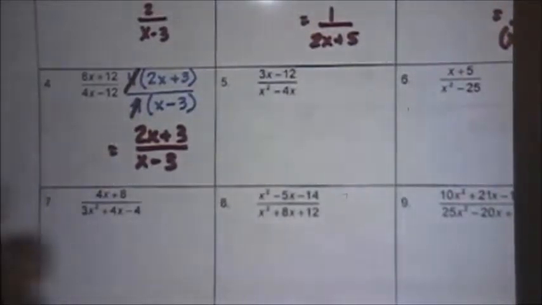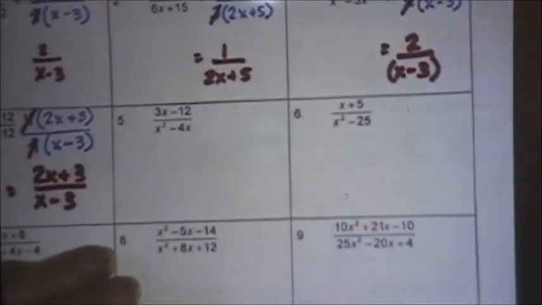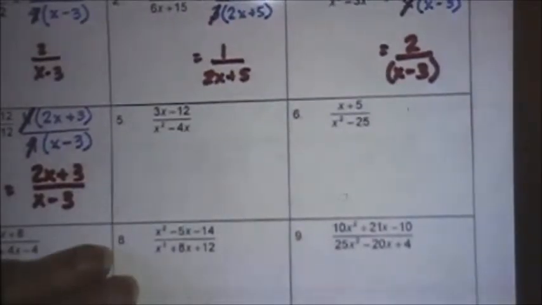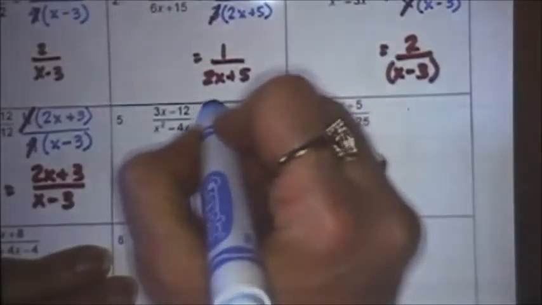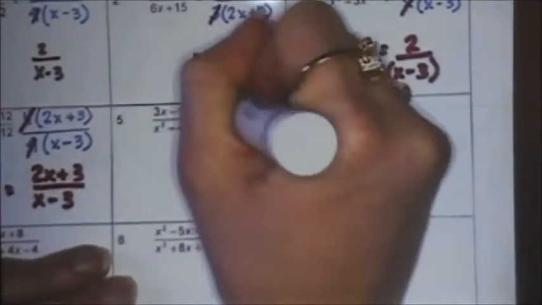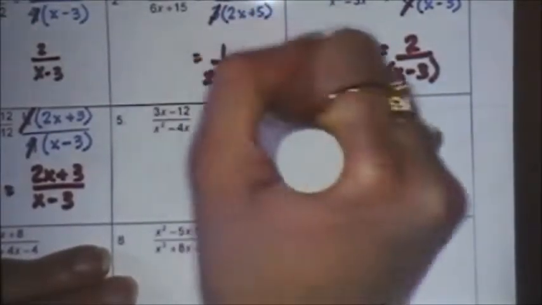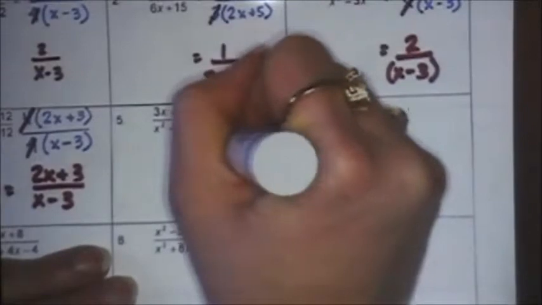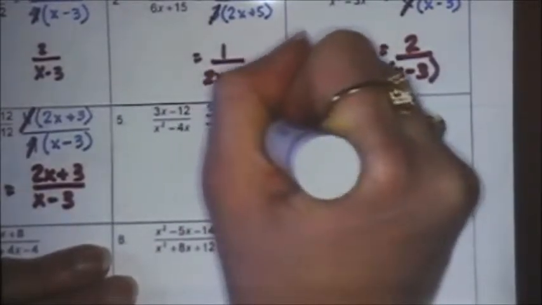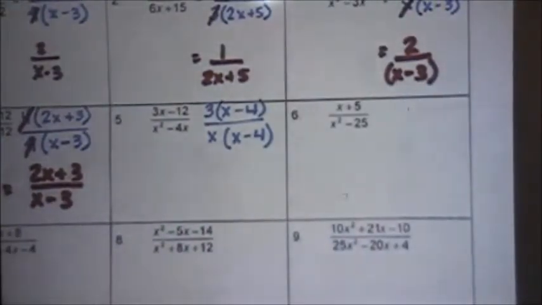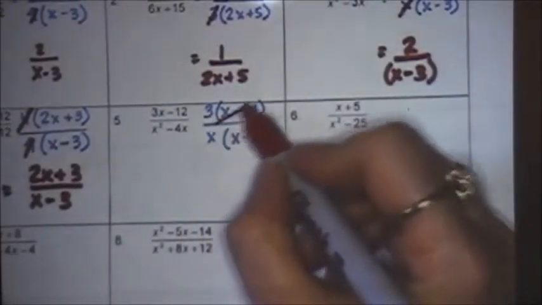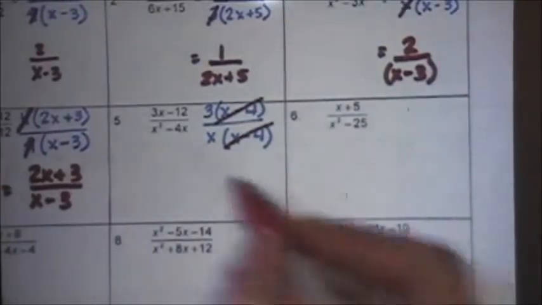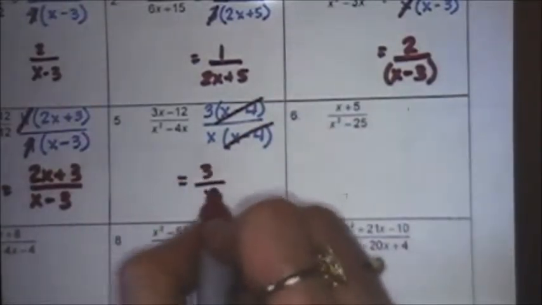On problem number 5, I'm factoring again. So on all of these, in order to simplify, you must first factor. So 3 factors out leaves me x minus 4. And on bottom, an x factors out and leaves me x minus 4. In this case, the factor that cancels is the binomial factor, the x minus 4. They're identical, which means they're 1, and it leaves me 3 over x.